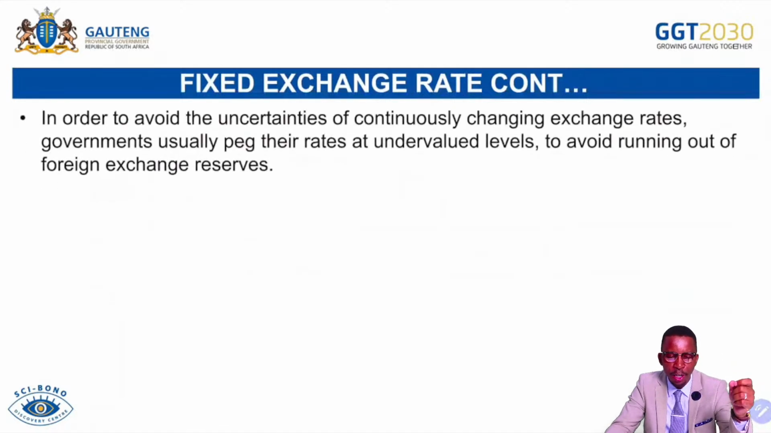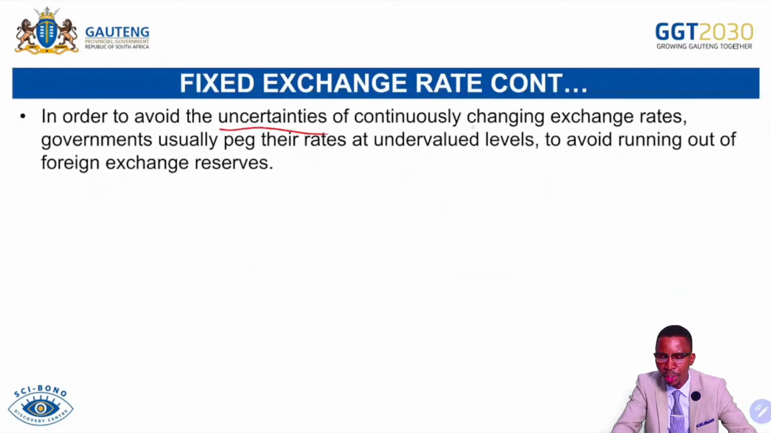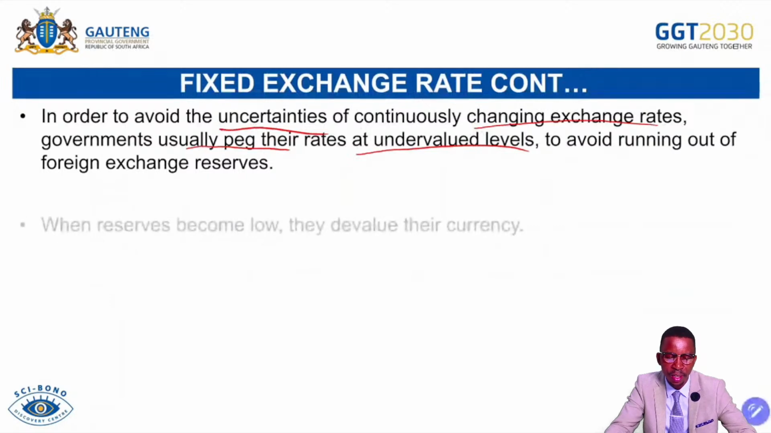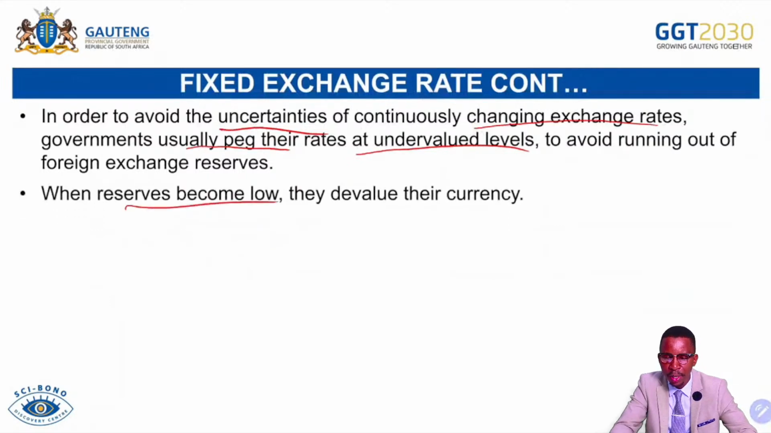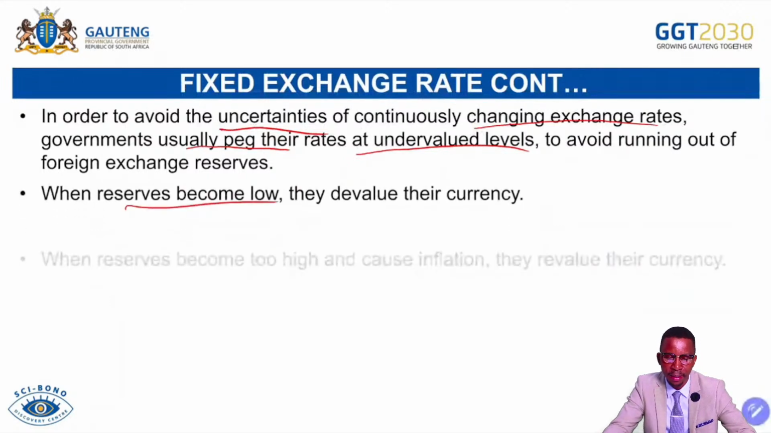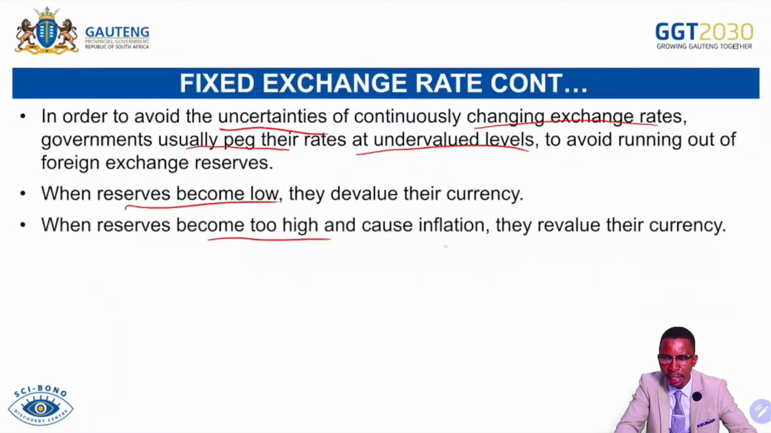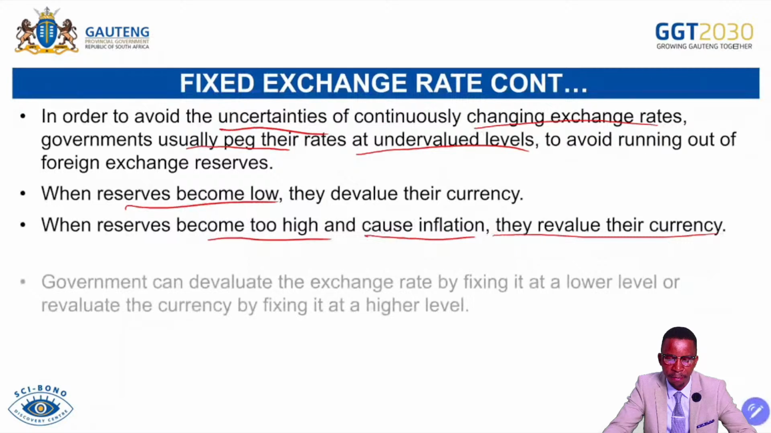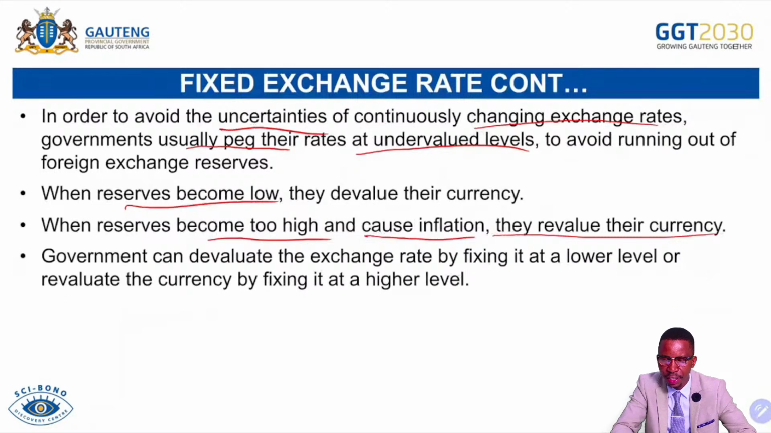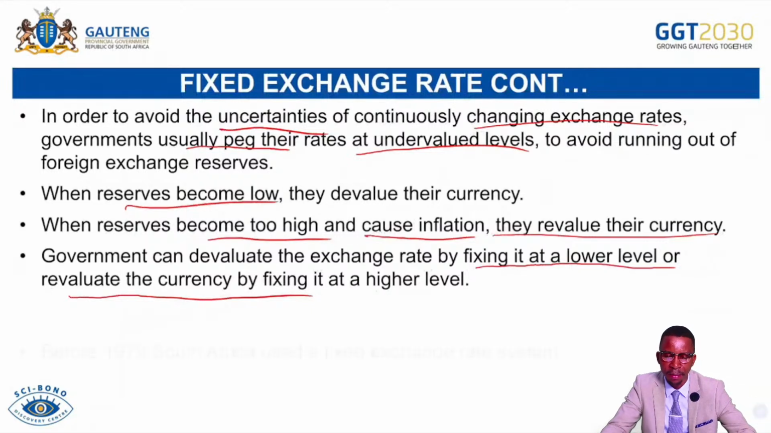of time. In order to avoid the uncertainties of a continuously changing exchange rate, governments usually peg their rates at undervalued levels to avoid running out of foreign exchange reserves. When reserves become low, they devalue their currency. When reserves become too high, they cause inflation. They revalue their currency. A government can devalue the exchange rate by fixing it at a lower level or revalue by fixing it at a higher level.